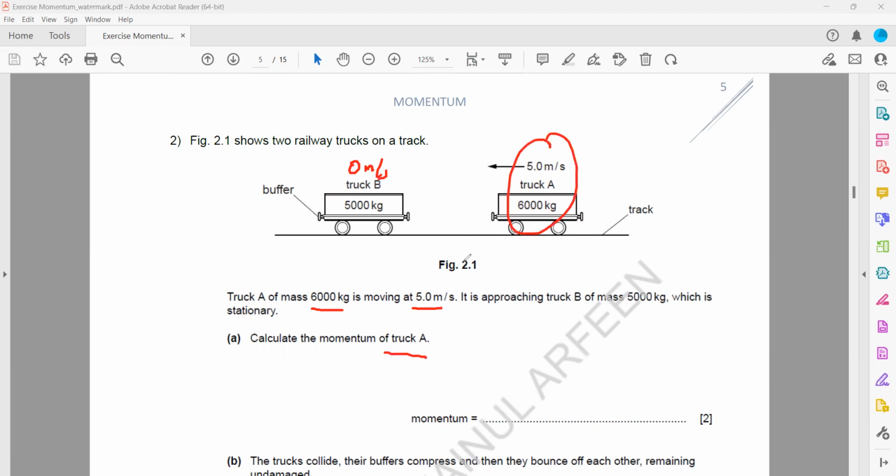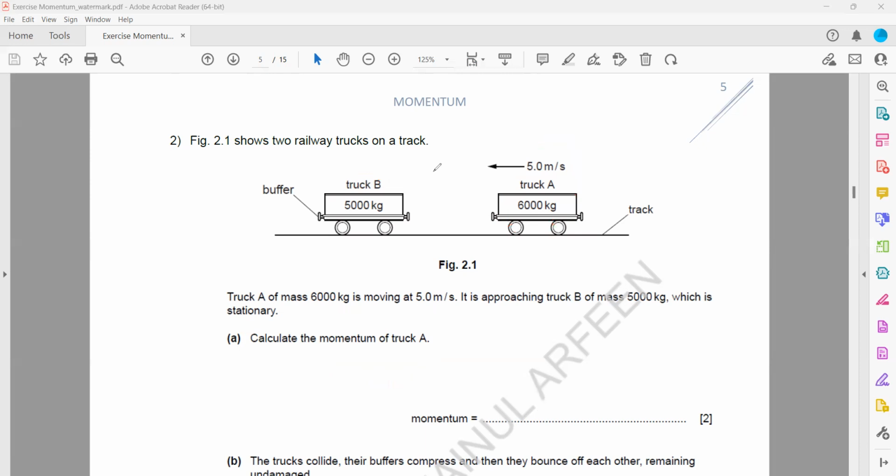How to get the momentum? Mass multiplied by velocity. So it will be 6,000, the mass, multiplied by the speed 5, which is 30,000. So this will be equal to 30,000. And the unit of momentum is kilogram meter per second or Newton second. Because momentum or change in momentum, they can have the same units, if one of the objects is stationary.